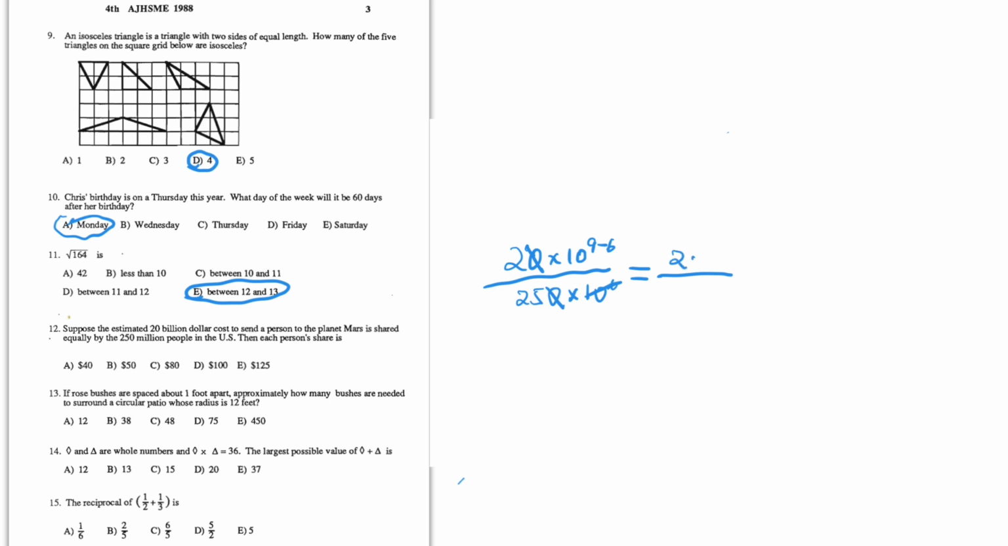That's 2,000 over 25. So 25 times 4 is 100. So 25 times 8 is 200. That's 2,000. Gives us 80. So the answer is C.